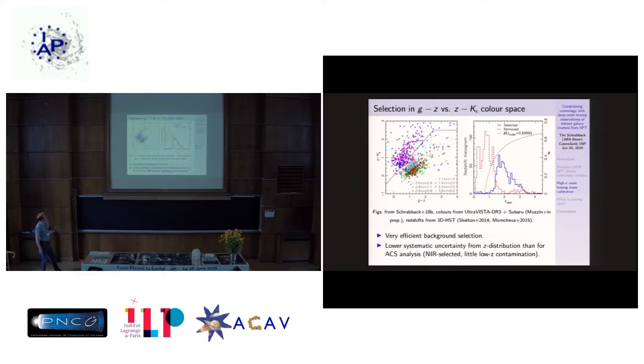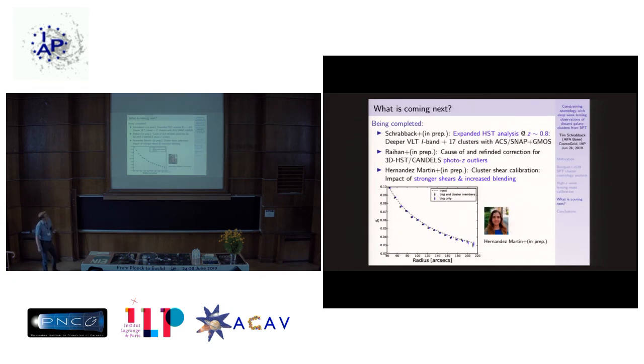So one more slide on this approach with HAWK-I, just to show you that you can really effectively select these high redshift source galaxies with just two colors in this case. Basically, this is in g minus z versus z minus K color space, which is similar to the BzK selection, which you probably know from galaxy evolution. And you see that all the blue and magenta galaxies here are very well separated from the foreground and cluster galaxies which live here, which means that you get a very clean selection of the background galaxies, and that also reduces your systematic uncertainties on the redshift calibration.